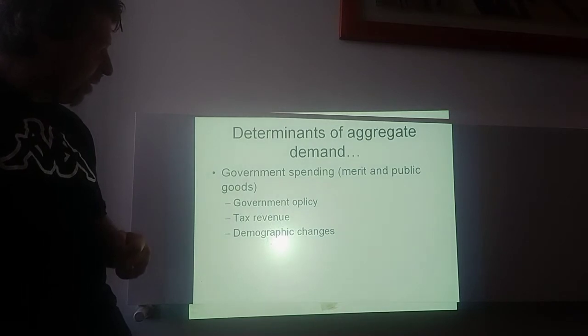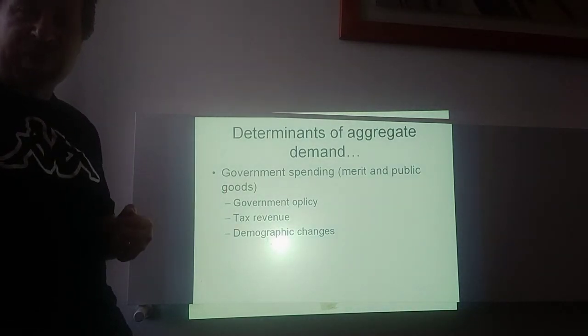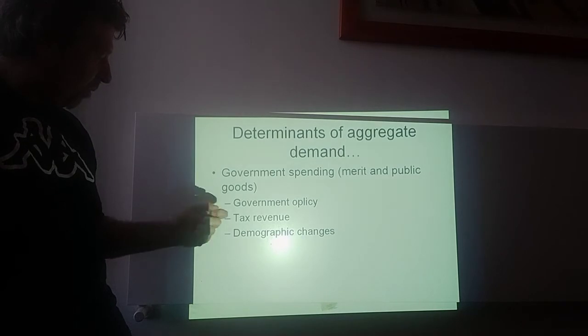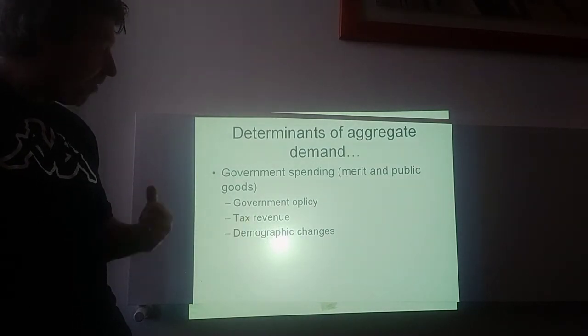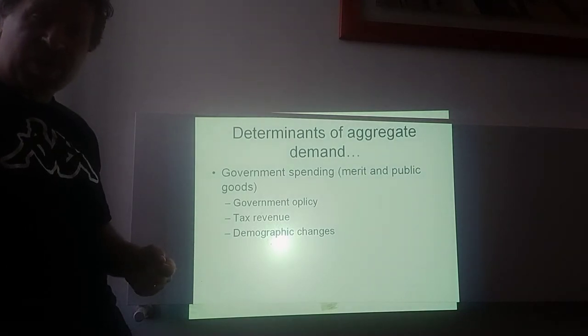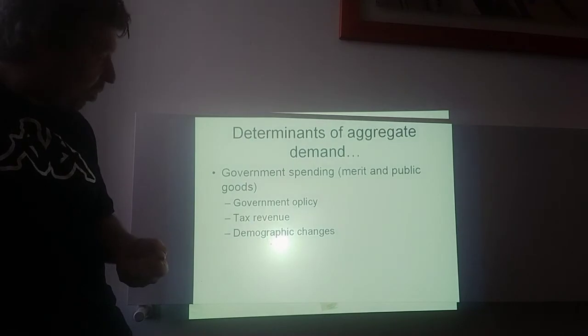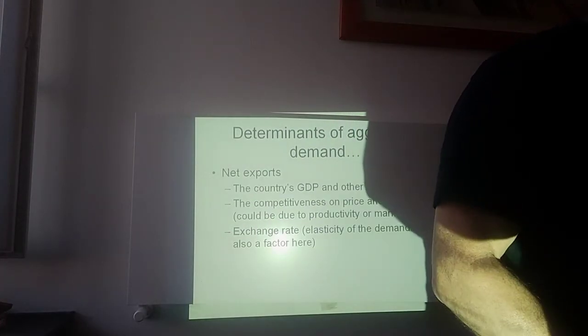Tax revenue. If they tax a lot, consumers will be reducing their spending on products, and aggregate demand will reduce. Or demographic changes. Obviously, if there are lots of children, the government will have to spend a lot on schools, and that will increase aggregate demand.